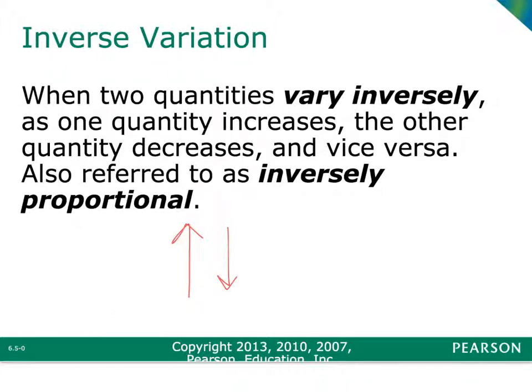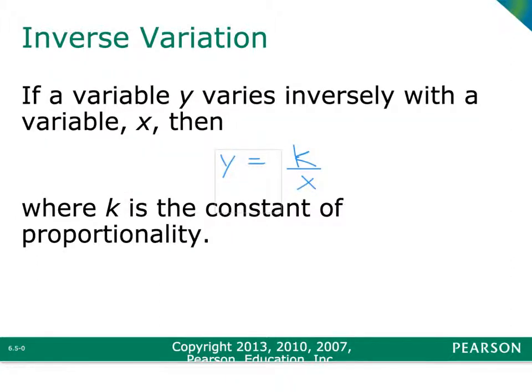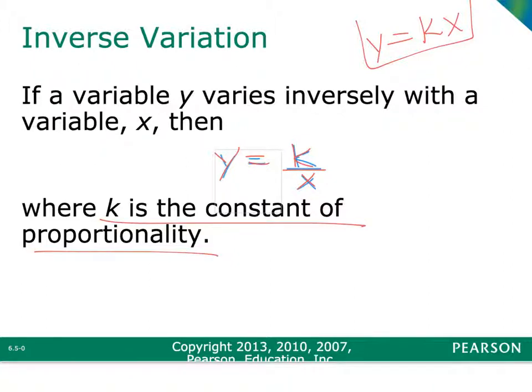That is inverse variation. Whenever you're trying to write an inverse variation equation, you will still have a y, a k, and an x, but you're going to take the k and divide it by the x. That is the only difference. In direct variation, it's y equals k times x. In inverse variation, it's y equals k divided by x. K is still called your constant of proportionality. That is not going to change.